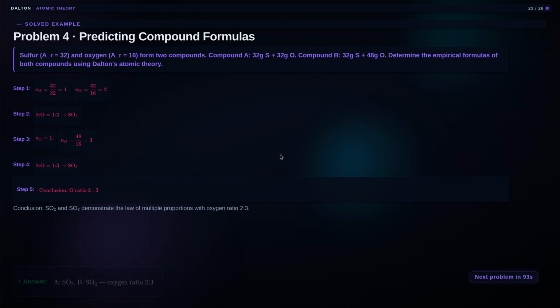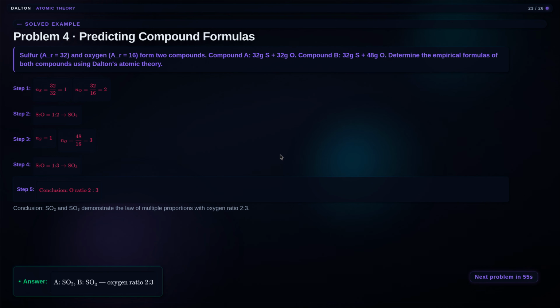Step 1. Compound A, moles of sulfur equals 32 over 32 equals 1. Moles of oxygen equals 32 over 16 equals 2. Step 2. Compound A atom ratio S to O equals 1 to 2, which gives SO2. Step 3. Compound B, moles of sulfur equals 32 over 32 equals 1. Moles of oxygen equals 48 over 16 equals 3. Step 4. Compound B atom ratio S to O equals 1 to 3, which gives SO3.